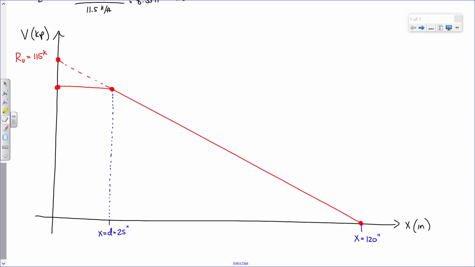Now, what's the shear at that plateau? 91.04. So this is Vu star, and that's 91.04 kips. Everybody okay with that? Now, there's two other values that we need to indicate, Vc and half of Vc. Now, Vc was what, 38 point something?